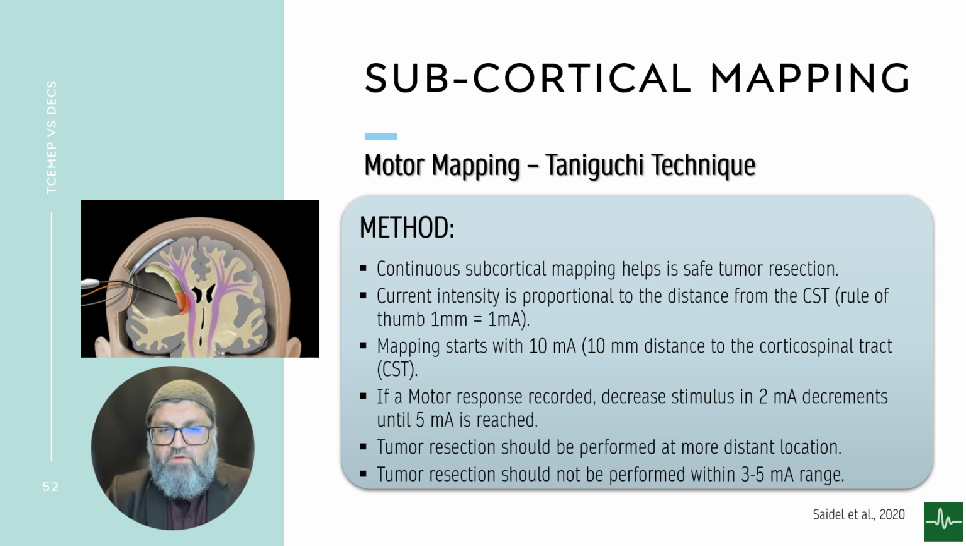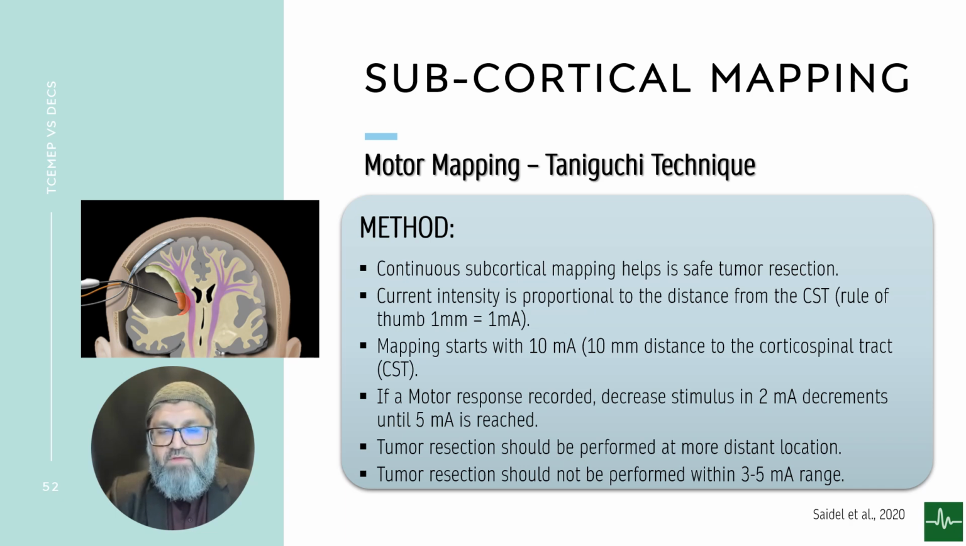When you're doing the subcortical mapping, we use the Taniguchi method again, which is a continuous subcortical mapping while the surgeon is resecting. The rule of thumb for the reference used in subcortical mapping is that 1 millimeter is equal to 1 milliampere. So if you get a response at 5 milliampere, that means the corticospinal tract is about 5 millimeters from that distance. And this is if the patient is not paralyzed, has no muscle relaxation.